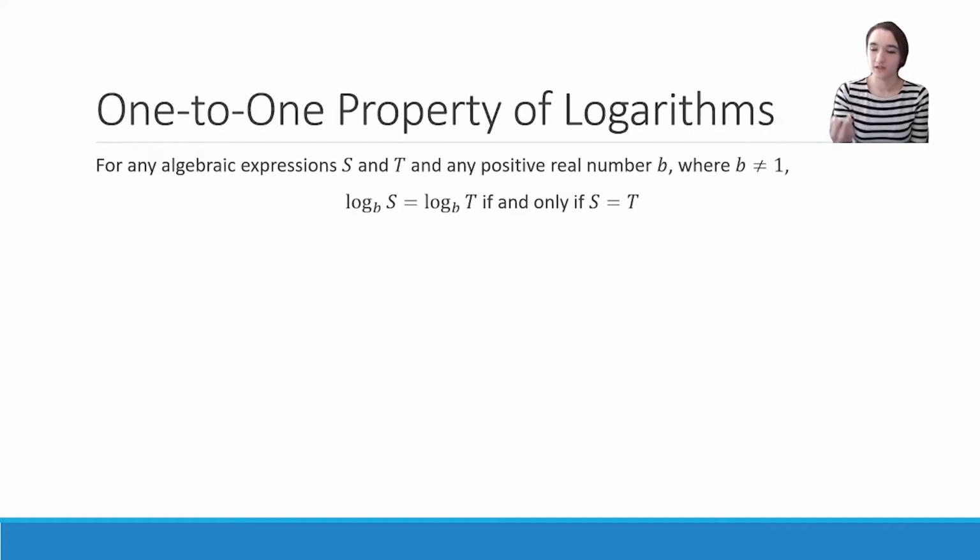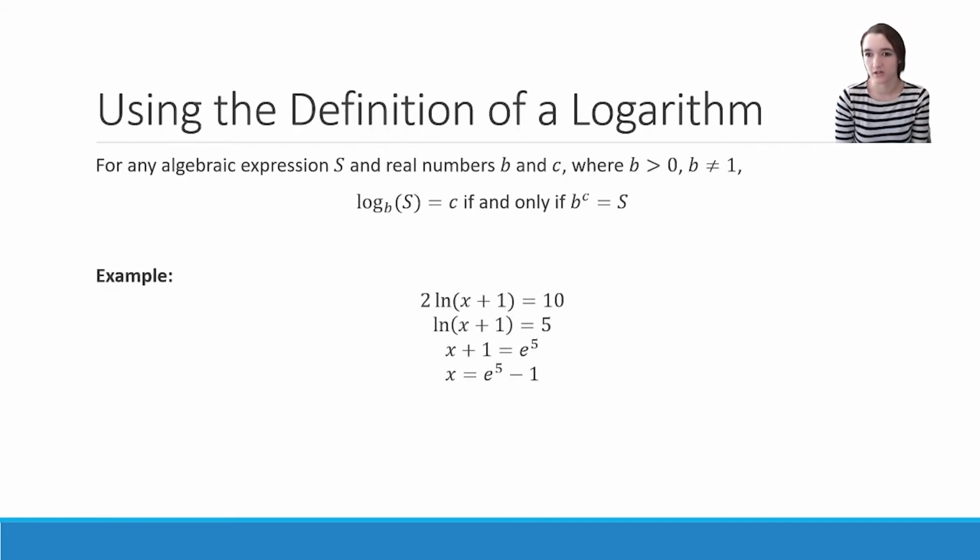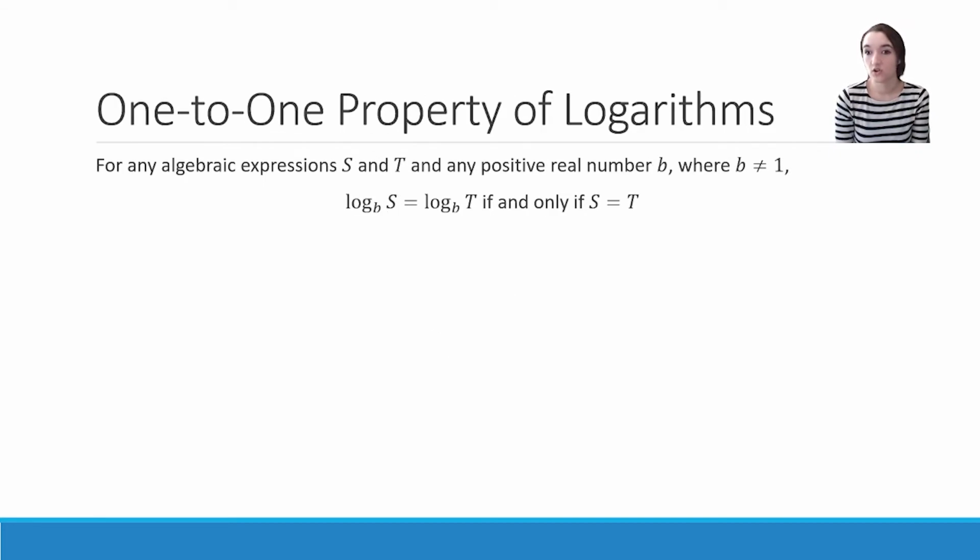Now, using this, we can also apply the one-to-one property for logs to solve similar types of equations. Here there's one log in our problem, but if there are two logs in our problem, things get more complicated. So, just like with the exponential, we can say that log base b of s equal to log base b of t just means that s equals t. Again, they have to have the same base to use this property.